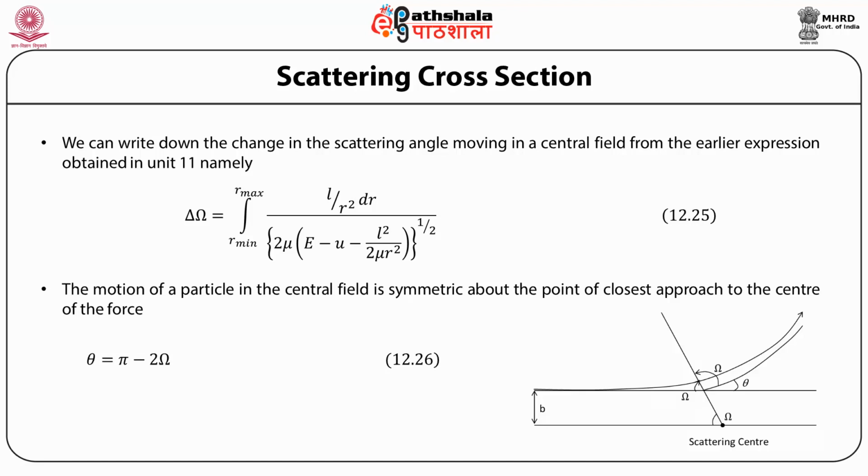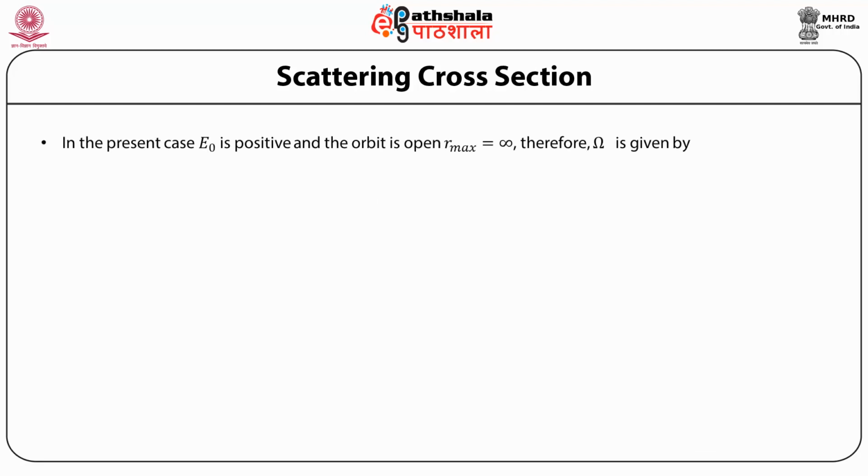So the motion of the particle is symmetric. The point of closest approach is given by this, as can be seen in the diagram. The relationship between theta and this angle omega, which is the change in the angle, is theta is equal to pi minus 2 omega. So in the case of scattering, the initial energy is positive and the orbit is open. So the particle in scattering can go over to infinity.